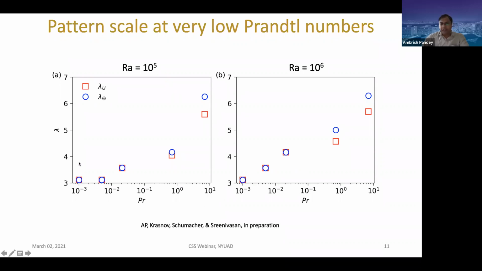And just to remind you, lambda equal to 2 corresponds to the pattern scale at the onset of convection. So for a given Rayleigh number, if you start to decrease the Prandtl number, you might reach that case. If we follow this particular trend, then we might go to lambda equal to 2 for very low Prandtl numbers. But we have to see that.